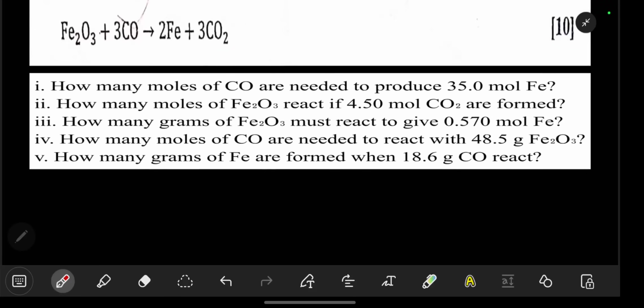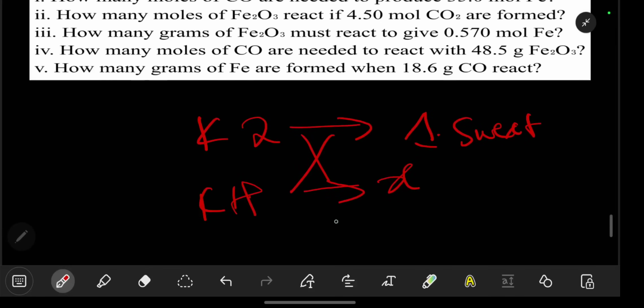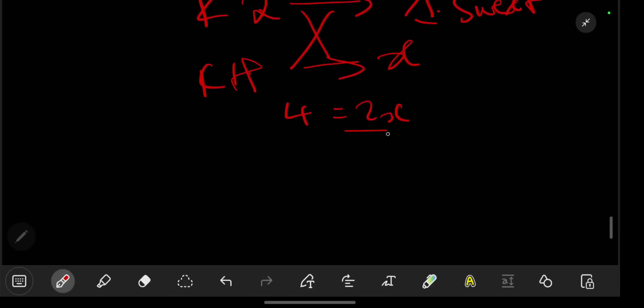So the mole concept and stoichiometry is one of the easiest things. Now all you need to know is that, let's say if you have 2 kwacha, the amount of things that you can buy with that money is, let's say, one sweet. That simply means, if you have 4, how much will you be able to buy? Automatically you will say 4 times this, 4, should be equal to 2 times x, which is 2x. We divide by 2, our x will be equal to 2.